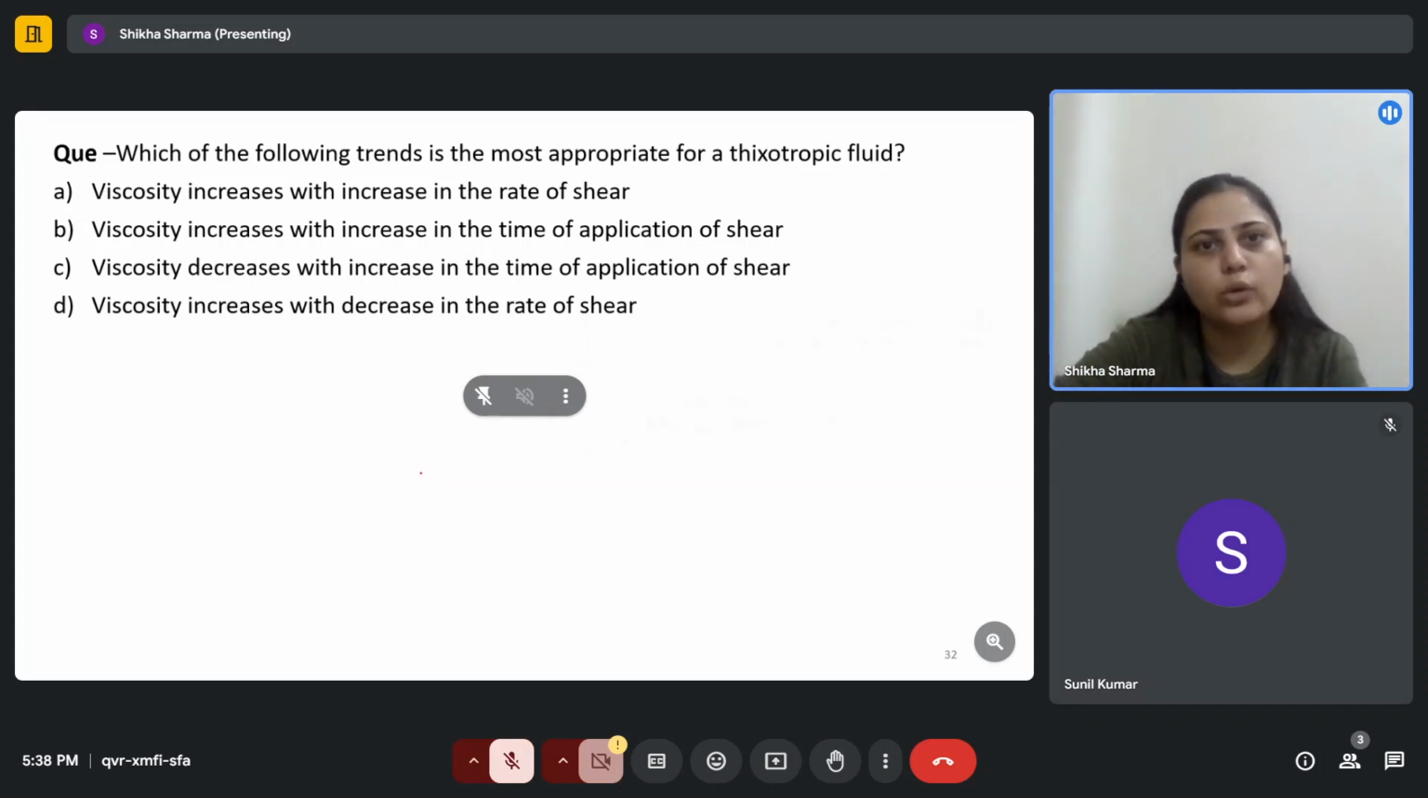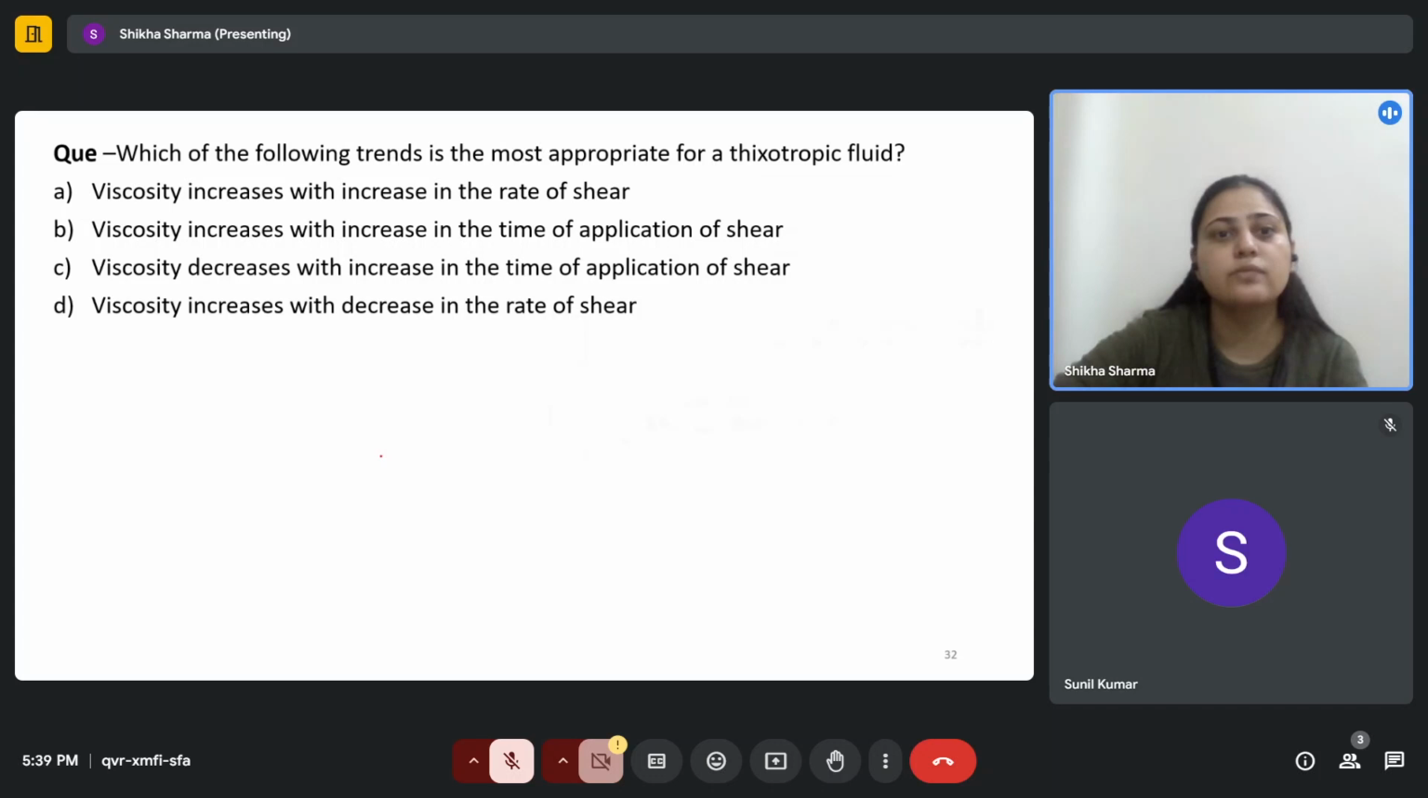Which of the following trends is the most appropriate for a thixotropic fluid? A. Viscosity increases with increase in the rate of shear. B. Viscosity increases with increase in the time of application of shear. C. Viscosity decreases with increase in the time of application of shear. Or option D. Viscosity increases with decrease in the rate of shear.